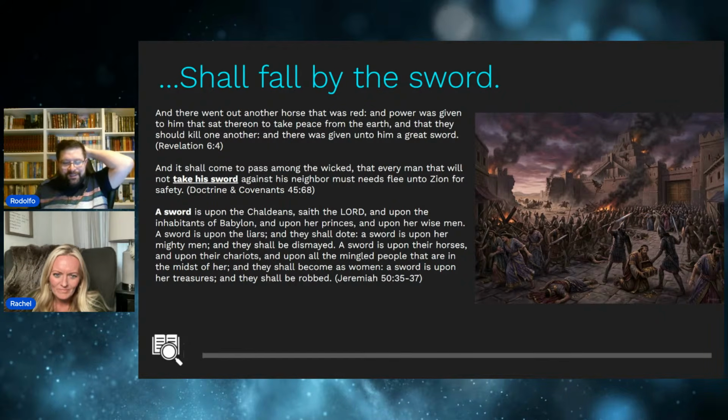The sword is upon her treasures, and that is all her inventory. That's in Revelation 18. There is something there. And they shall be robbed. So this is coming upon Babylon the Great.